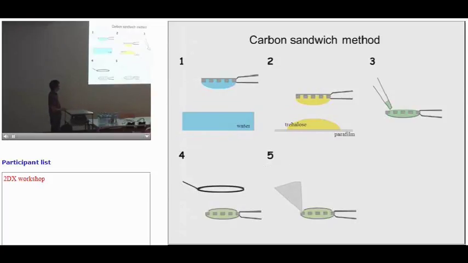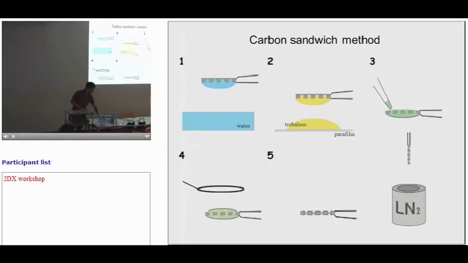Then the excess liquid is blotted off with a filter paper carefully. Then after some time of incubation, the grid is rapidly frozen with liquid nitrogen. That's the procedure.